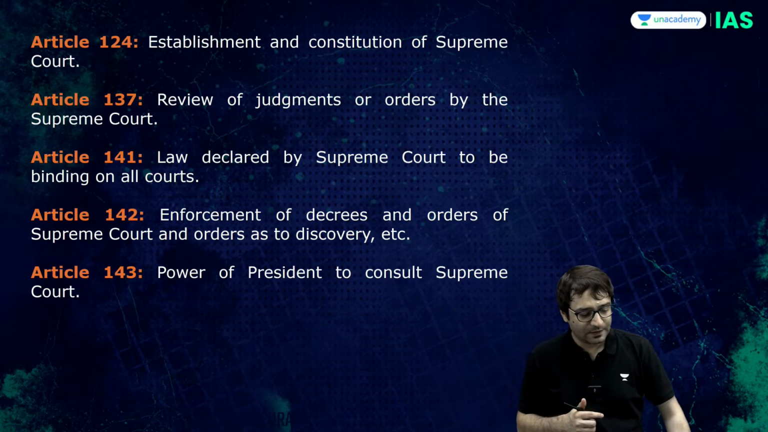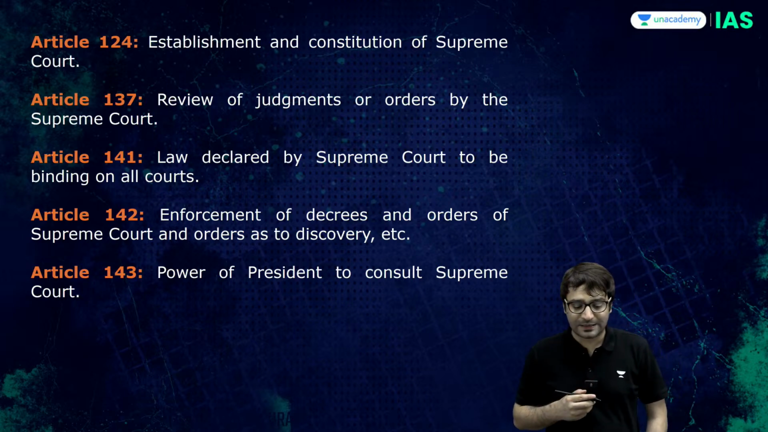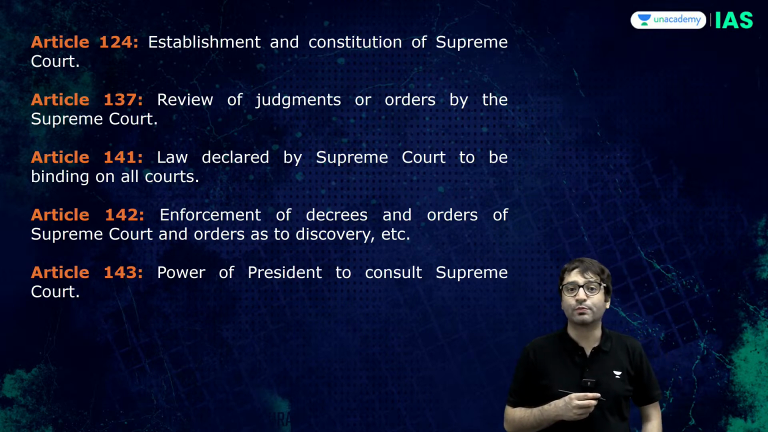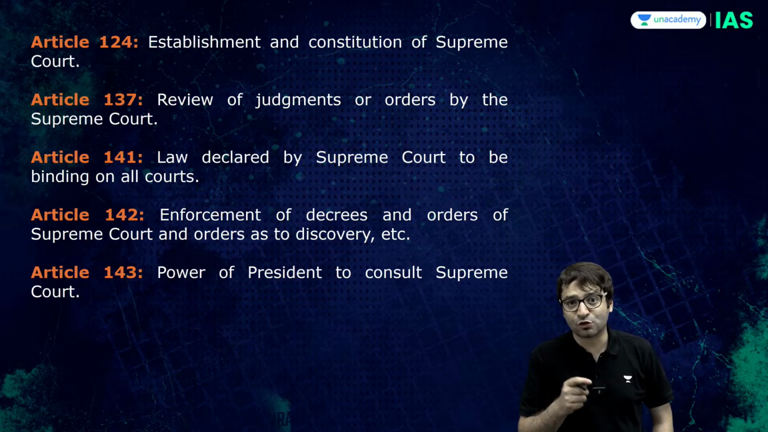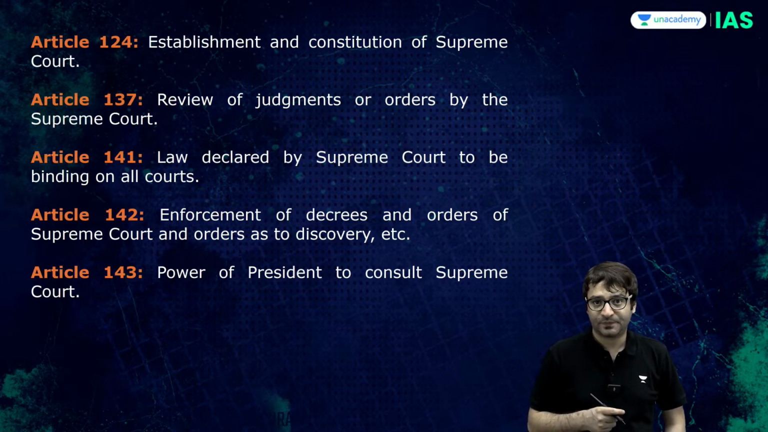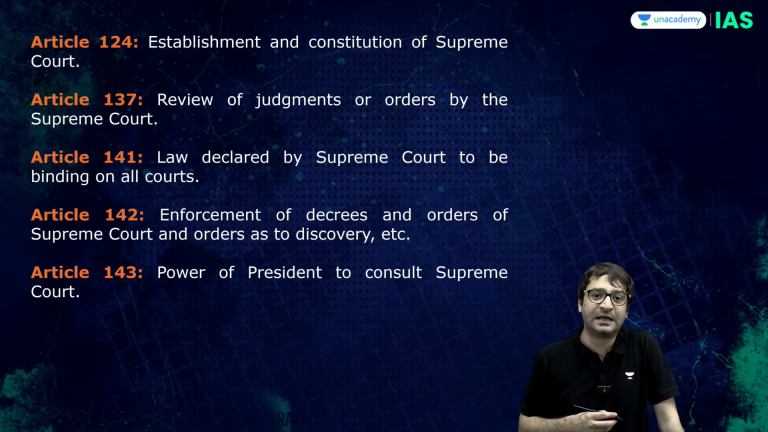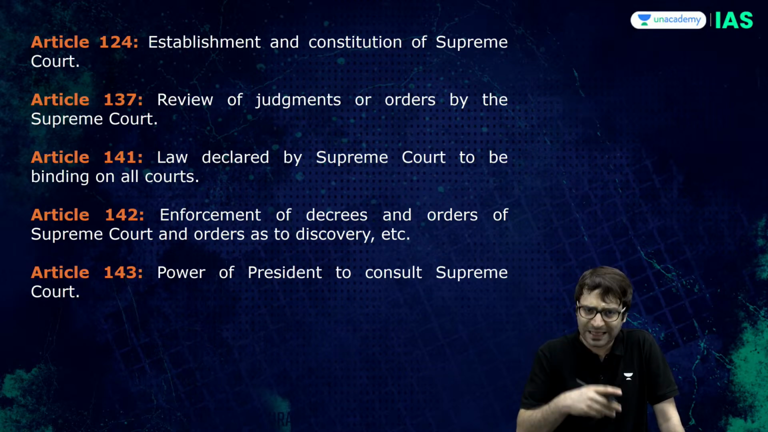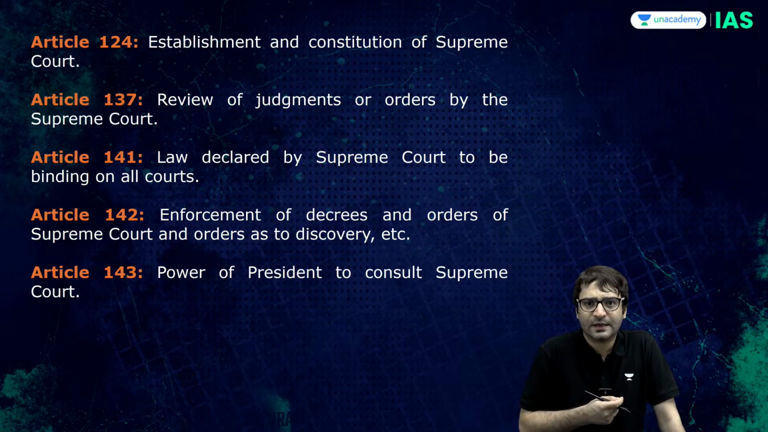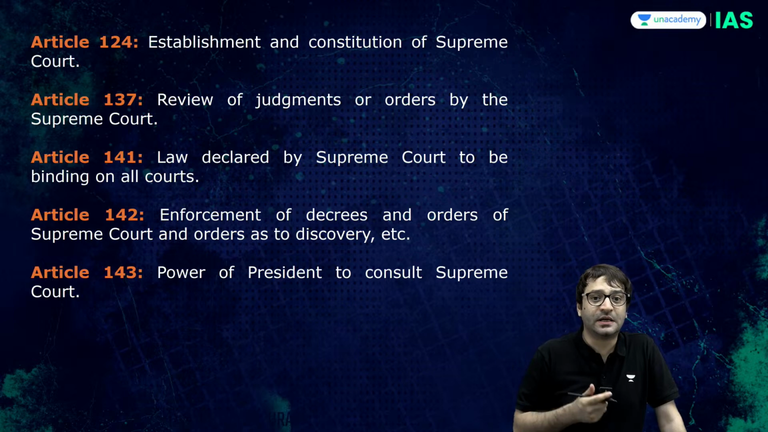Okay. Article 124 talks about the establishment and constitution of the Supreme Court. There shall be a Supreme Court of India in Delhi. There shall be a Supreme Court consisting of Chief Justice of India and not more than 7 judges. That's how the original Constitution mentioned Article 124. But the number of judges can be increased.